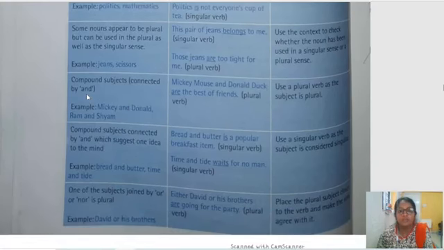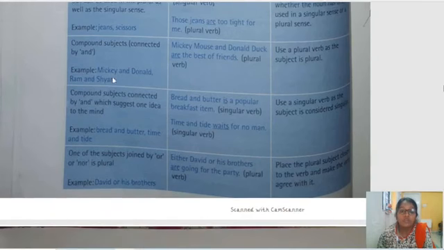Now come here, compound subjects connected by and. Obviously when compound words are connected by and, they use a plural verb, like Mickey Mouse and Donald Duck are two entities. Mickey Mouse and Donald Duck are the best of friends, plural verb.